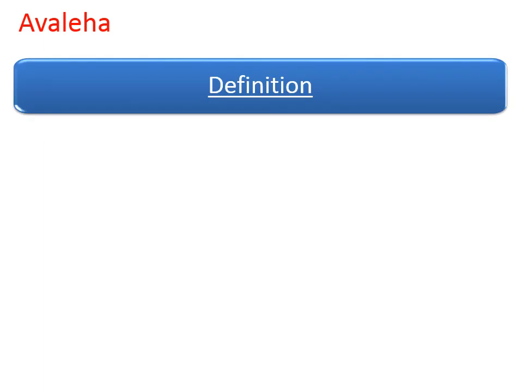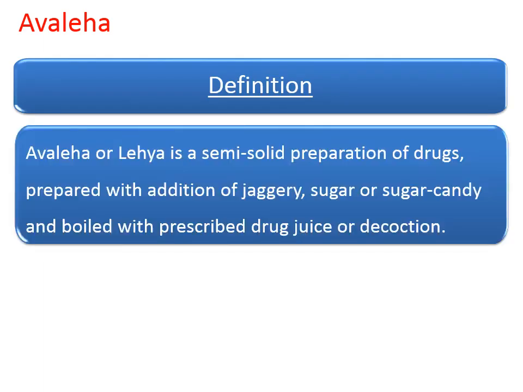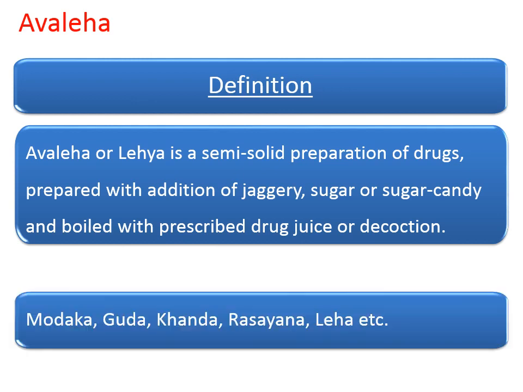As per the definition of the Ayurvedic Pharmacopoeia, Avaleha is a semi-solid formulation prepared by using drugs with the addition of sugar, jaggery or sugar candy. And these contents are boiled with either prescribed juices or the decoction of the crude drugs. They are more popularly known as Modak, Guda, Khanda, Rasayana or Leha.